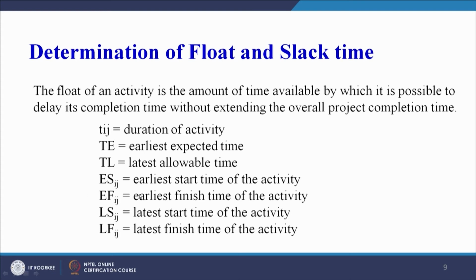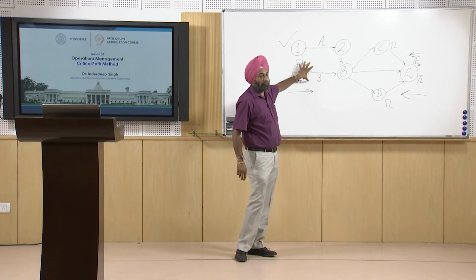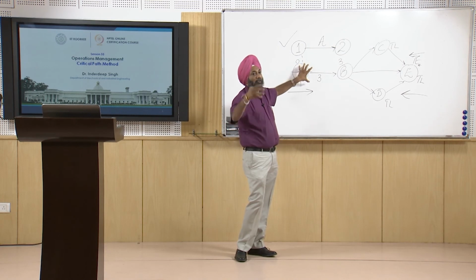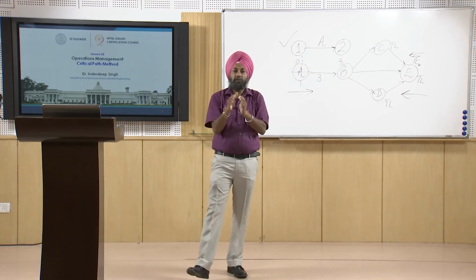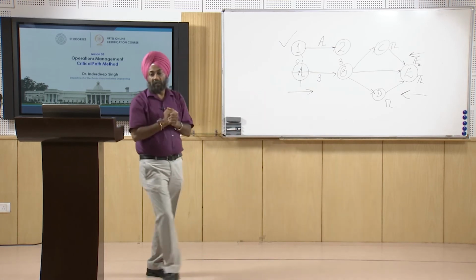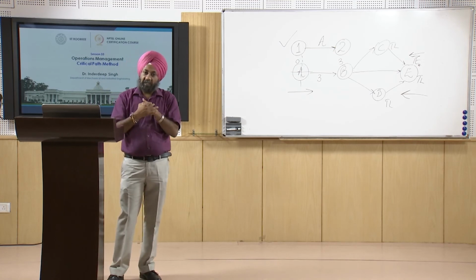Then ES is the earliest start time for the activity. EF is the earliest finish time for the activity. LS is the latest start time for the activity, and LF is the latest finish time for the activity. So for each activity, for example, this node is representing activity A. For activity A, we can calculate all these 4 values: early start time, late start time, early finish time, and late finish time. And from these values, we will calculate the float and slack time.